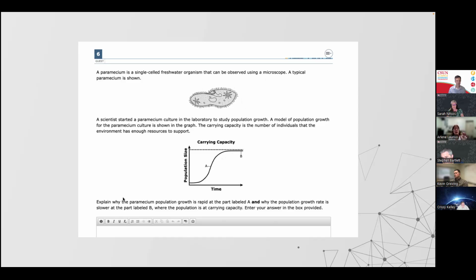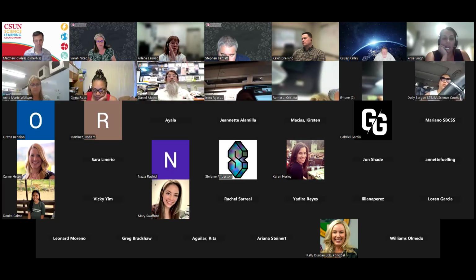So in this question, it's a constructed response. We're going to go through the rubric, and what the student is supposed to be doing is explaining why at the very beginning the growth is very rapid, and then once it reached carrying capacity, why it levels off. Okay, so that's what the student is going to respond to.